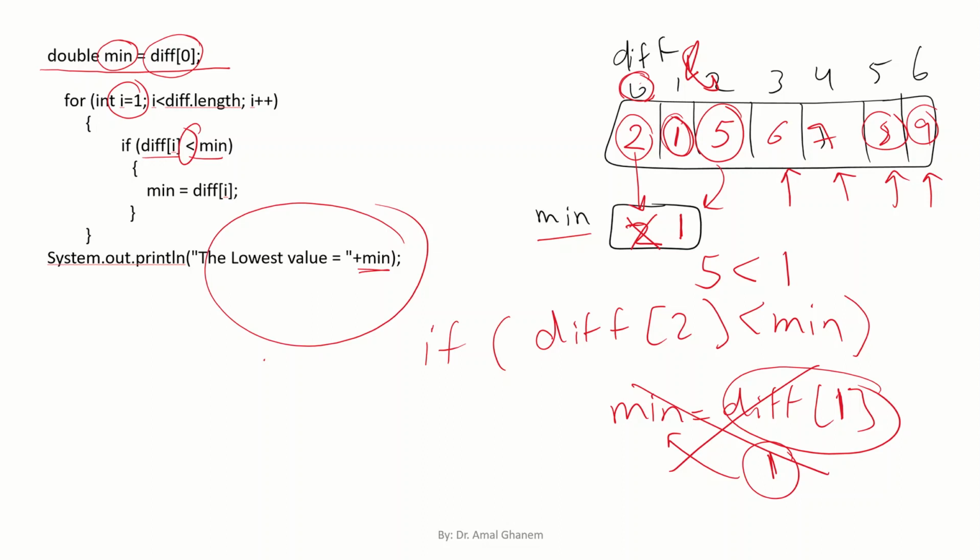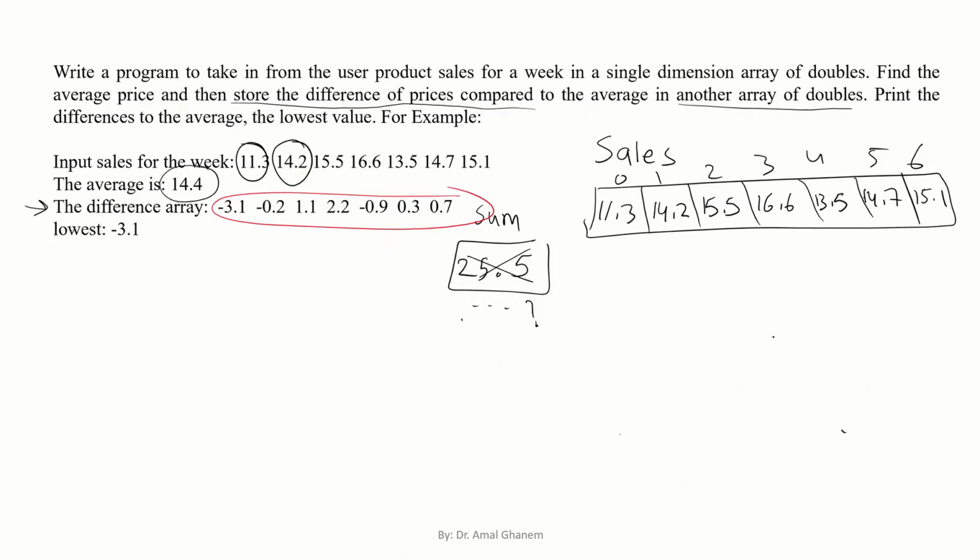So this was the example of how to have an array to read 7 elements, how to calculate the average. Then we will find the differences, and from there we will find the lowest. And also we discussed how to find lowest and maximum.